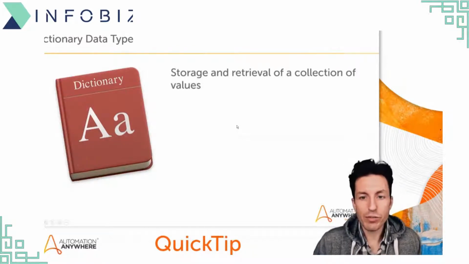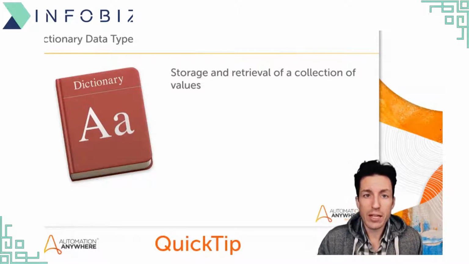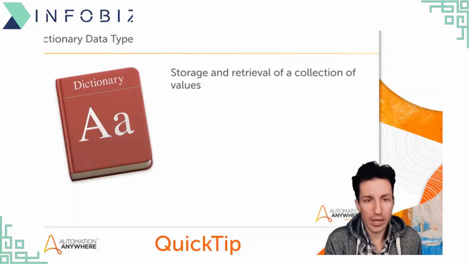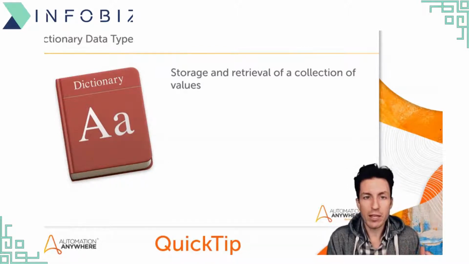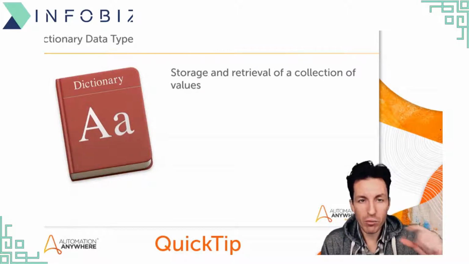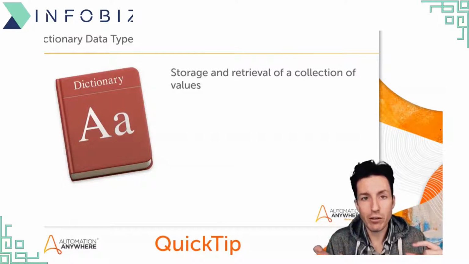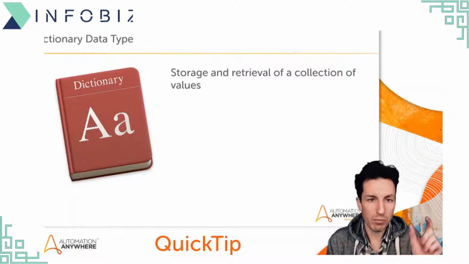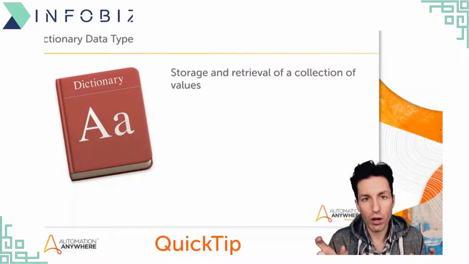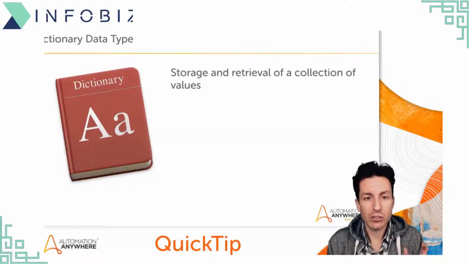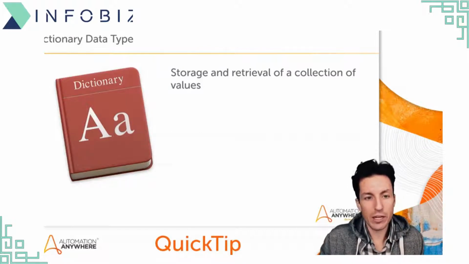A dictionary is used for the storage and retrieval of a collection of values. In some of our other quick tip videos, we've looked at using the number variable type or the string variable type. And we always said that I can reference the variable name for a string or a number, and it would return the specific value of that number or string, right? It's really like a one-to-one relationship. I have one variable, and one variable definition, or what the variable actually contains. And so a dictionary allows us to really expand on that.